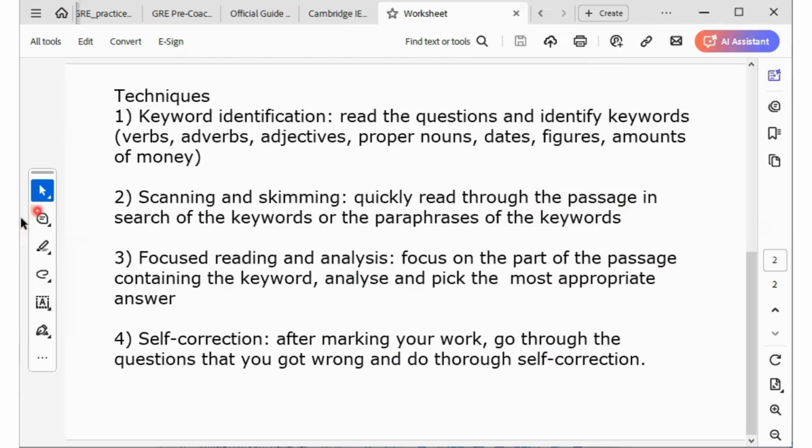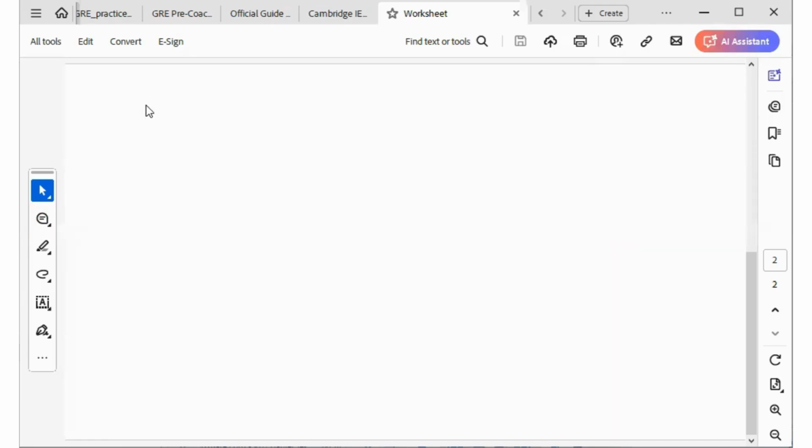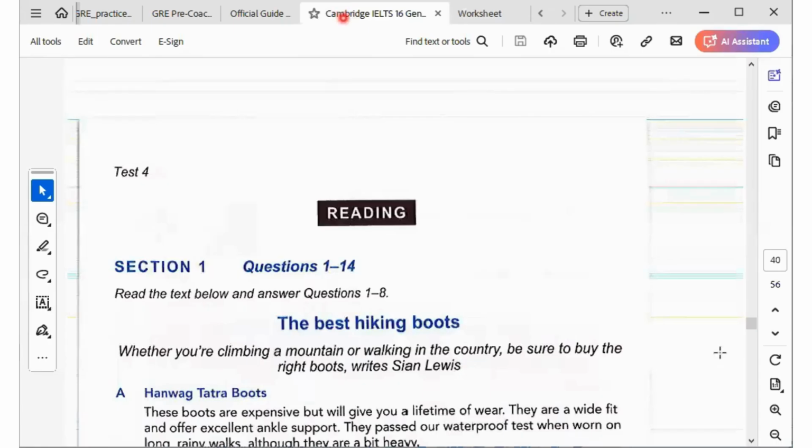Okay, so let's move to the full reading test I want to treat today. We are going to be looking at Cambridge IELTS 16 General. Maybe somebody is thinking, I'm doing IELTS academic, why are you teaching general? Well, whether you are doing academic or general, this lesson is going to benefit you because the question types are the same.